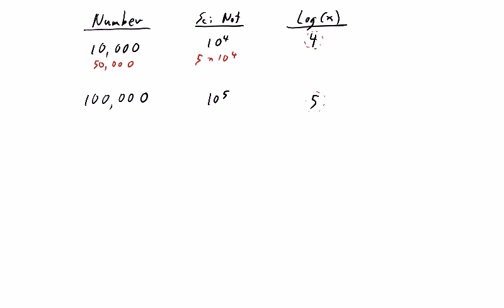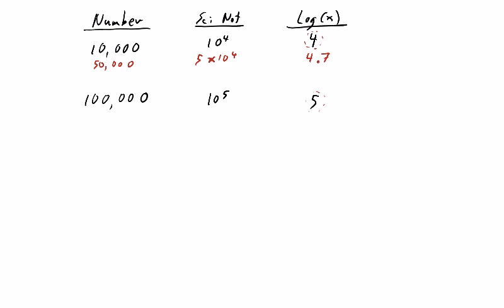So go ahead and enter it into your calculator. Pause the video if you need to. And you should find that the logarithmic value comes out to be 4.7, which is nicely situated between the 4 and the 5. Now you'll notice it's not halfway between as you might expect. It's at 4.7.